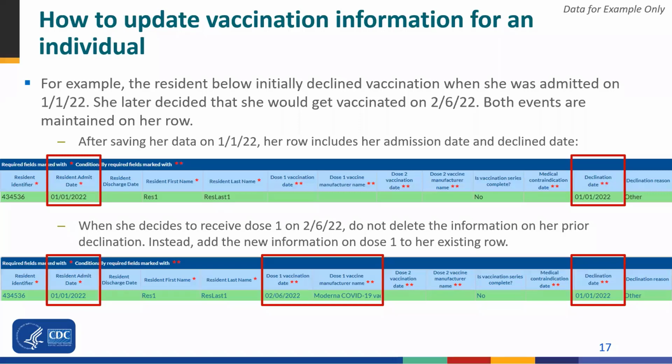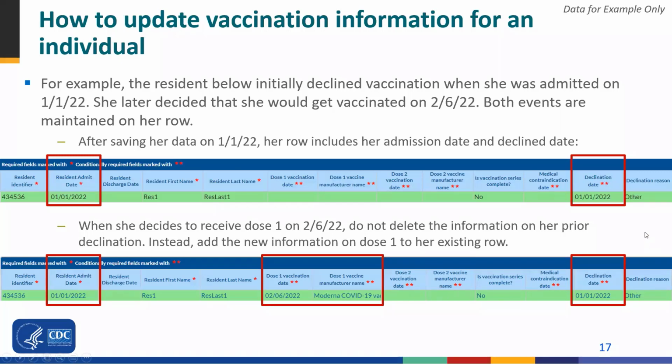When we go to do this reporting, she has received her first dose. So she's decided to get vaccinated and she receives her first dose of Moderna on February 6th. We don't need to delete the row of information that shows her declination date like you did with the optional Excel tracking workbook, because this is capturing all of her information over time. You also don't delete that declination date. So she still counts as a declination through all of January.